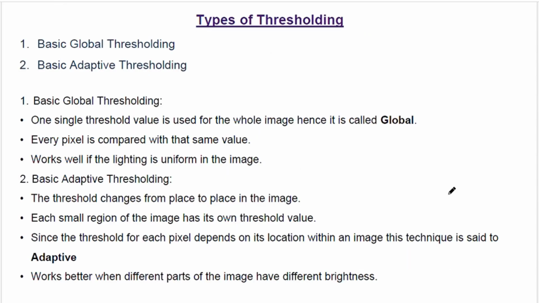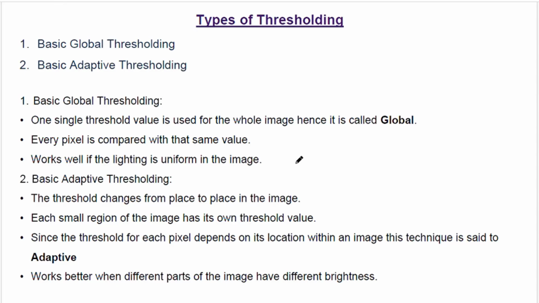Okay. What are the types of thresholding? The two types of thresholding are basic global thresholding and basic adaptive thresholding. In basic global thresholding, one single threshold value is used for the whole image, hence it is called global. Every pixel is compared with the same global threshold value. It works well if the lighting is uniform in the image.